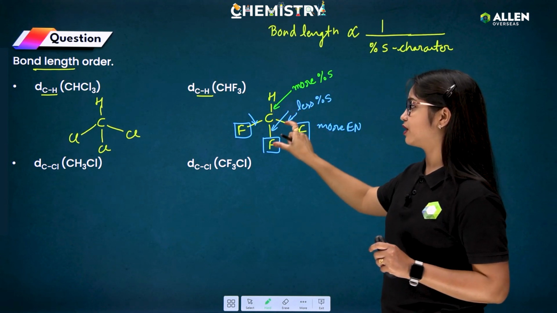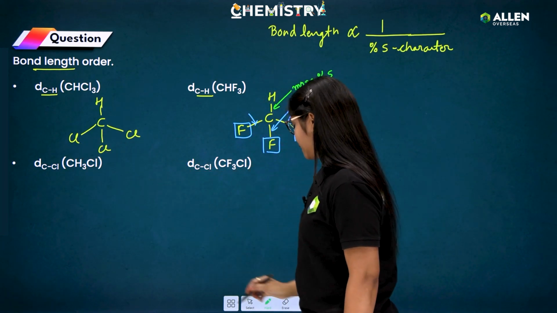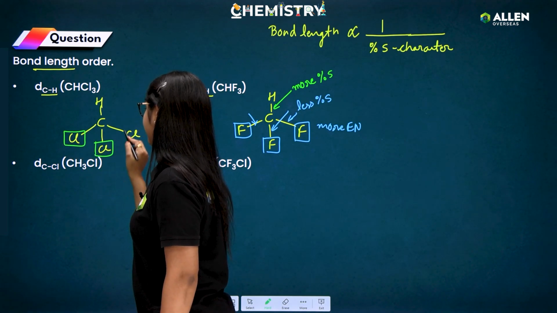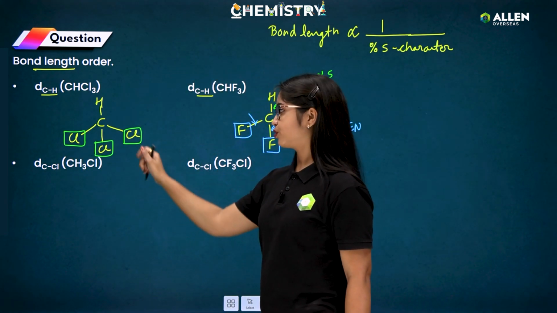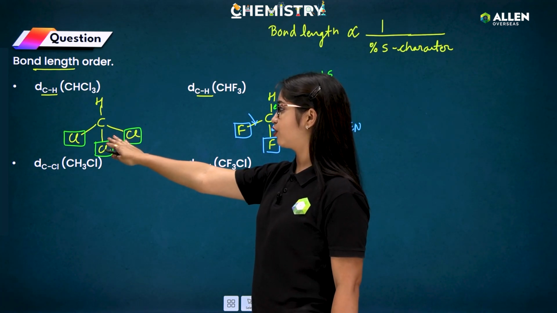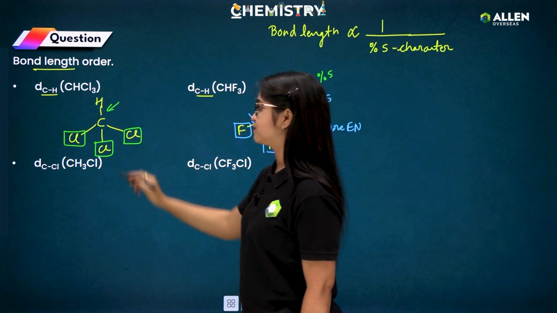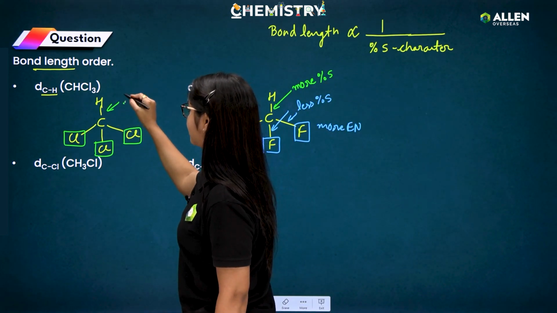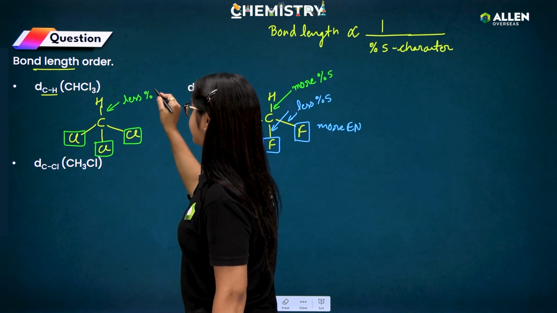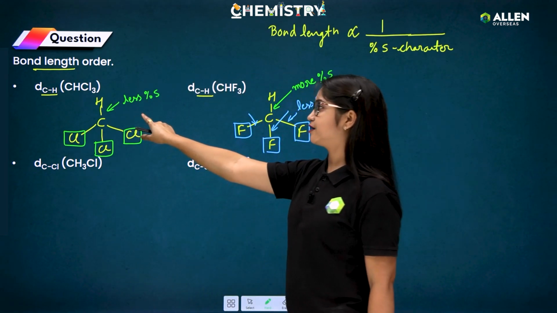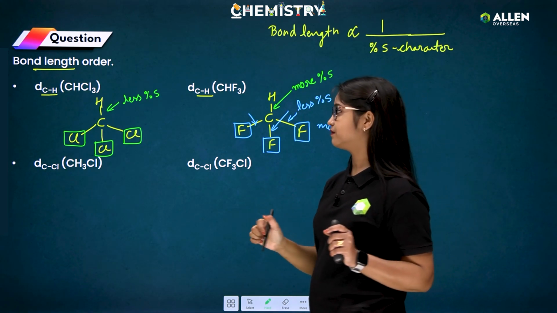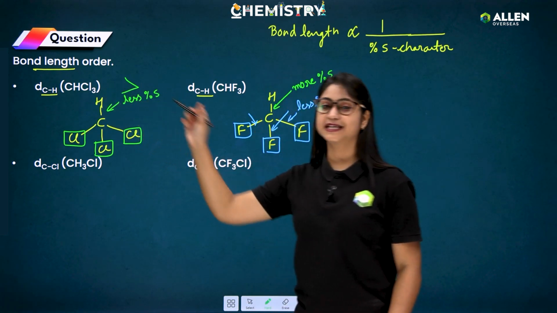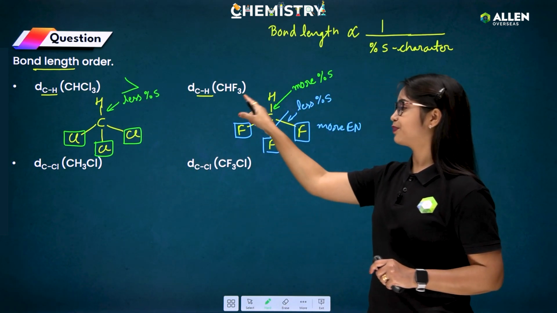So this bond will be shorter as compared to this, because here the surrounding atoms are chlorine, which are less electronegative. So here in these bonds there is comparatively more percent s character, and in this CH bond there will be comparatively less percent s character, right? Less percent s character means the bond length will be longer, bond length will be more. So that's why in the first case, the CH bond will be longer as compared to the second case, okay?